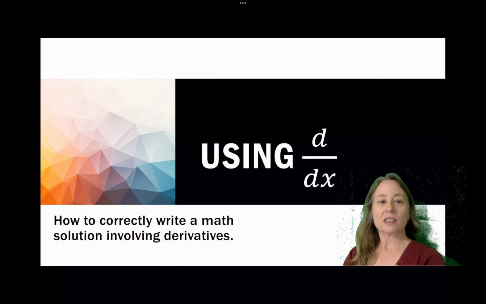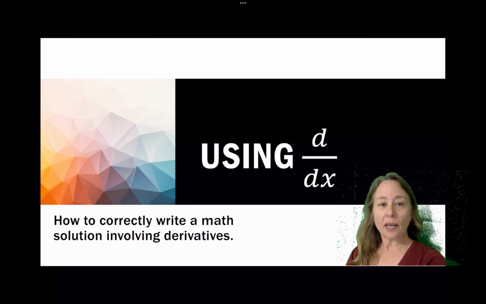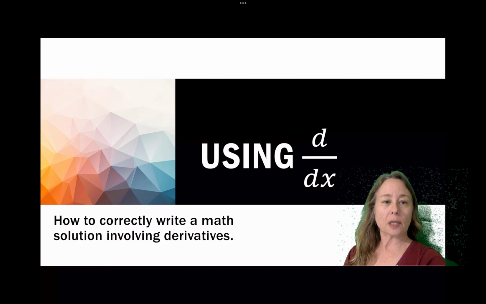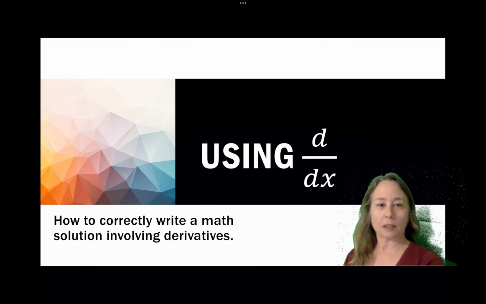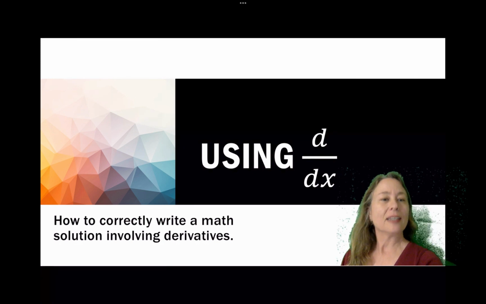In calculus, solutions become increasingly complex. It's important to show your work step by step, and that's where the notation d/dx comes into play. So I'm going to show you how to use it in the following problems, so pay particular attention to d/dx. And let's go. First of all, let's talk about the difference between dy/dx and d/dx.